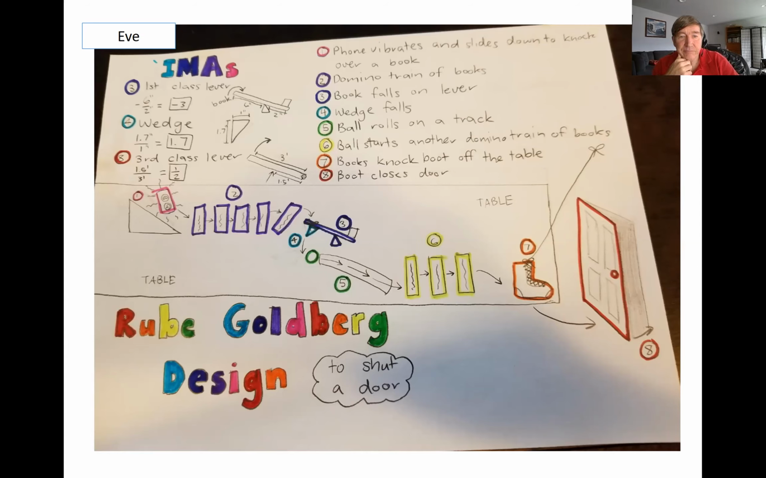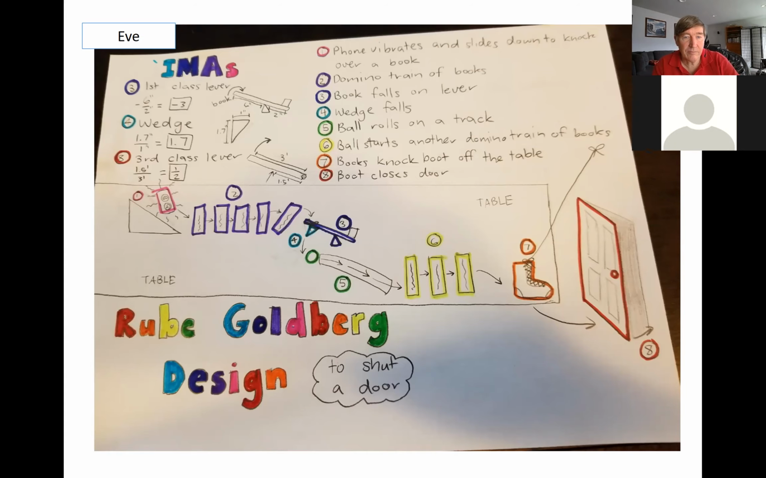So when your phone vibrates, it's supposed to slide down the ramp, and then a domino train of books will fall over onto this lever, and on the bottom of the lever there's a wedge. That should push a ball, and it'll roll down a track and knock down some more books, and it'll knock off that boot. Everything is on the table, and the boot should be tied above the door so that when you knock the boot off the table, it'll swing down and shut the door.